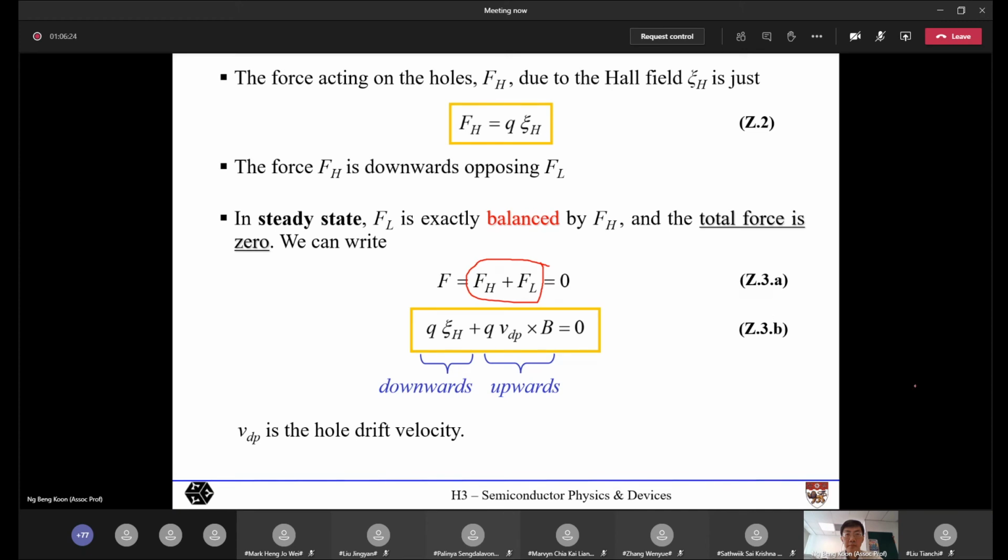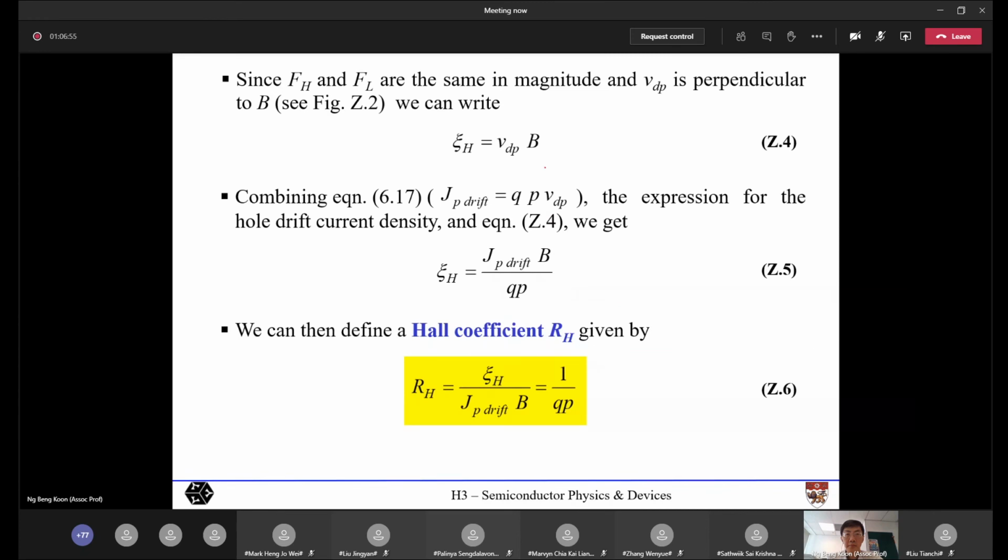Using this steady state condition, we can relate the Hall field to the drift velocity of the carrier and the magnetic field present in your semiconductor material. The force that the hole experiences from the electric field is the charge multiplied by the electric field. With this, we can rearrange the expression, and we find that the Hall field is given by the product of the drift velocity and the magnetic field of your experiment.